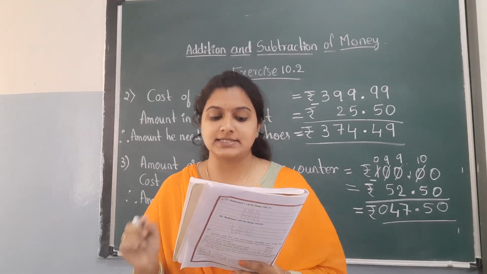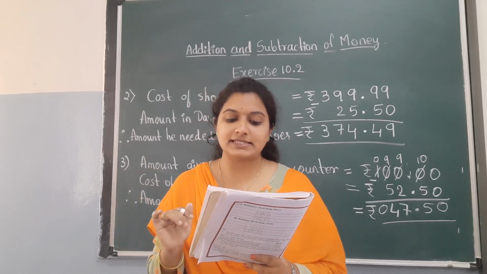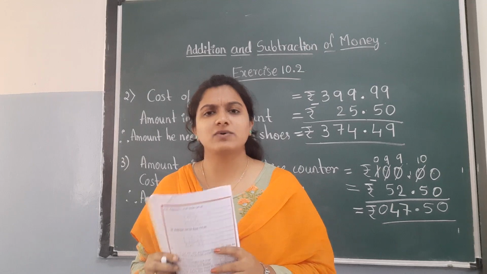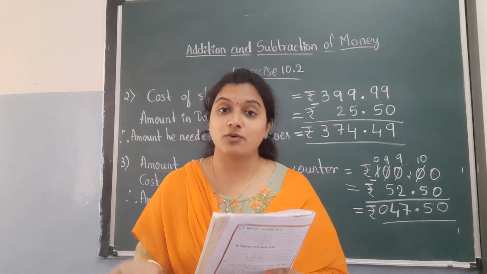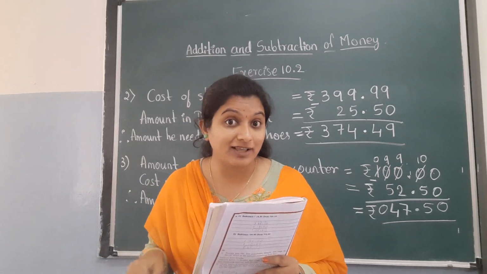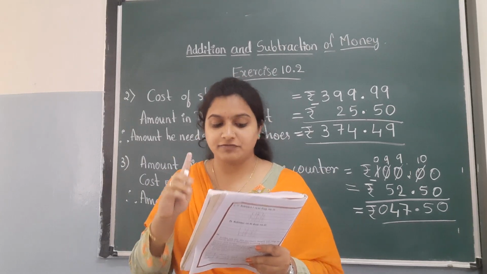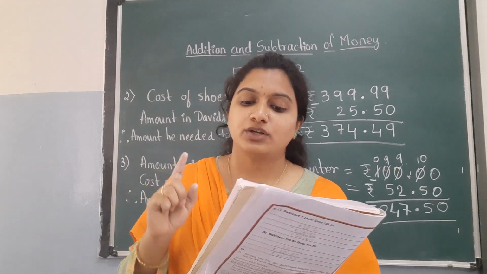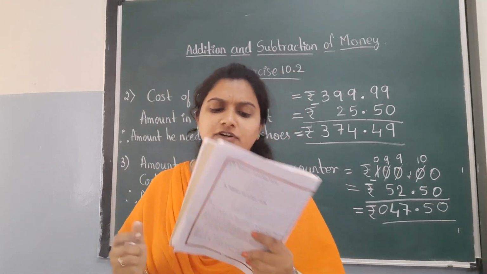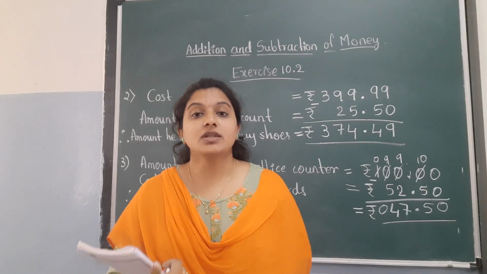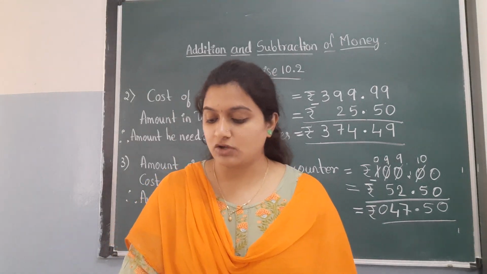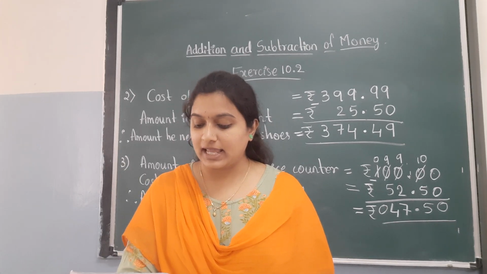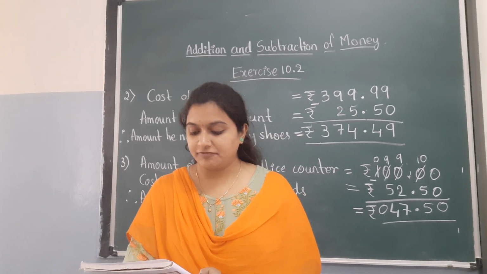Soumya has 52 rupees 50 paise. Means what? Amount with Soumya. How much is she having now in her pocket? 52 rupees 50 paise she is having. She bought vegetables worth 23 rupees 50 paise. Worth means cost. What is the cost of the vegetables? 23 rupees 50 paise. What is the amount left with her?